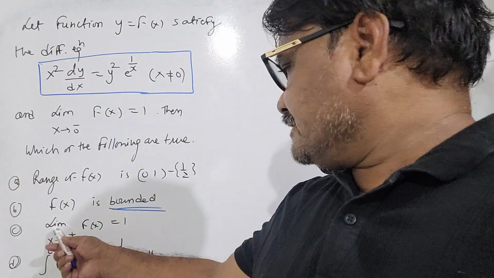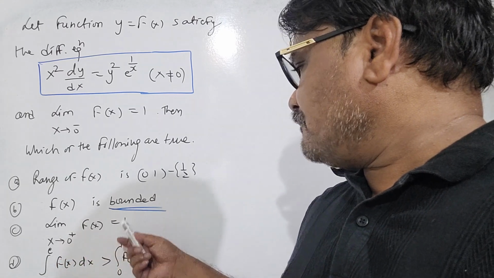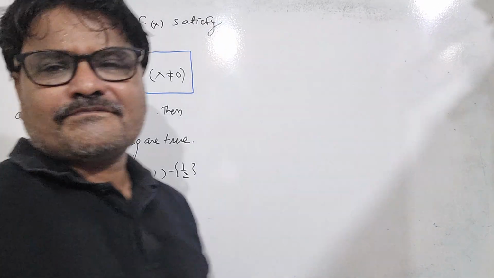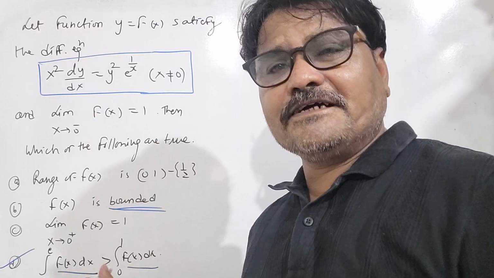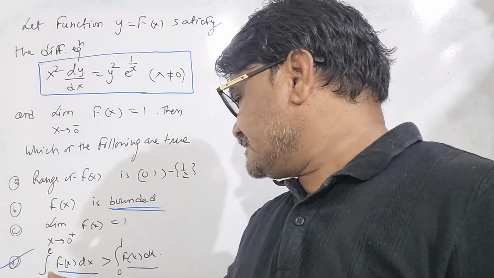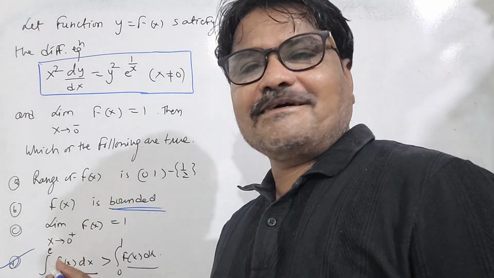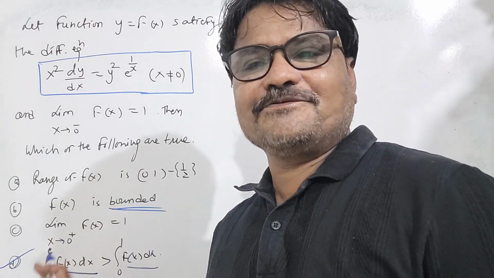Option C is the limit as x tends to 0 positive of f(x) equal to 1. And option D is the integral of f(x) dx from 0 to e is greater than the integral of f(x) dx from 0 to 1. So this option is automatically correct. There is no question, because we are integrating the same function with different limits, 0 to e and 0 to 1. e is greater than 1, so of course this option is automatically correct. There is no question with that.